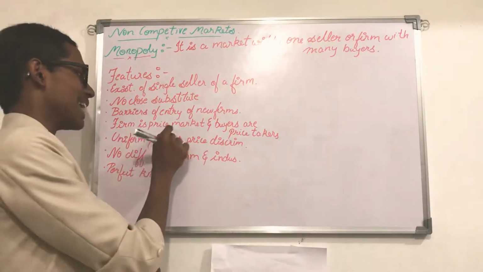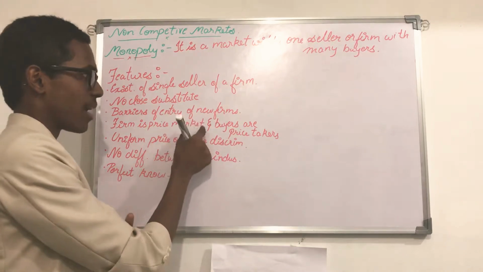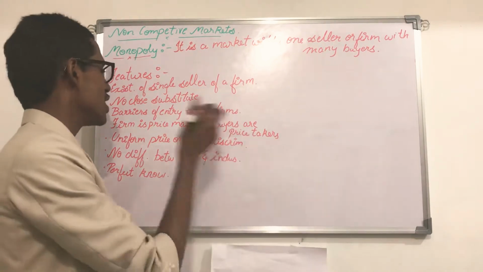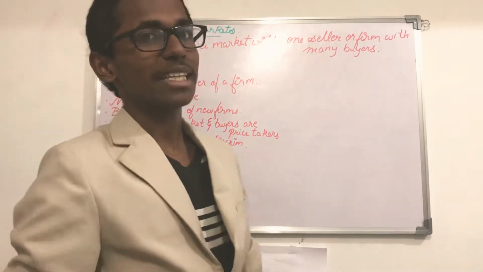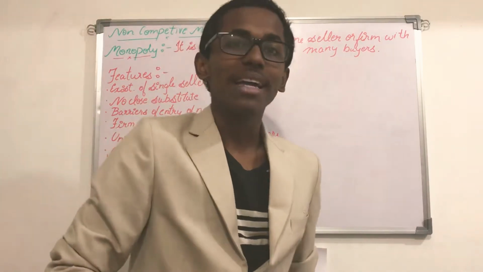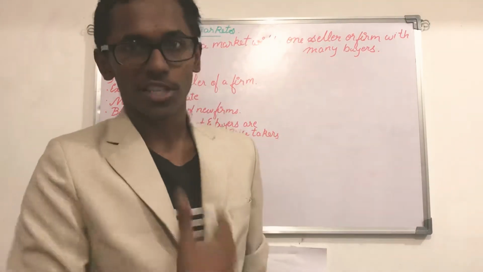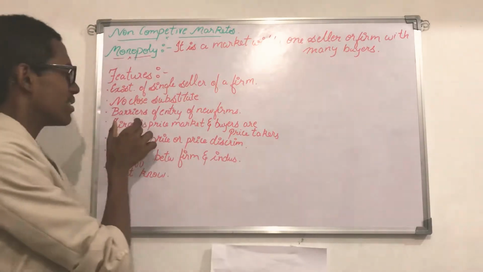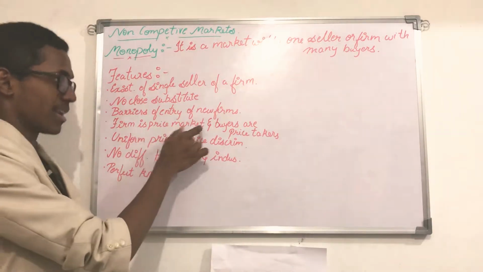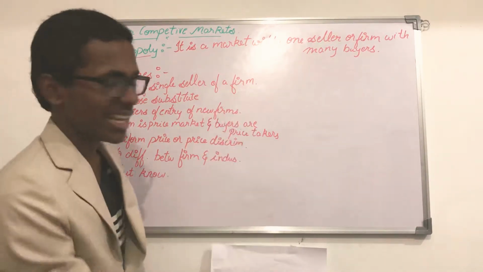Next, the firm is a price maker and buyers are price takers. The firm is a price maker, basically, you market your products and who will buy them? The buyers. The buyers will purchase our goods. That means the firm is a price maker and buyers are price takers.